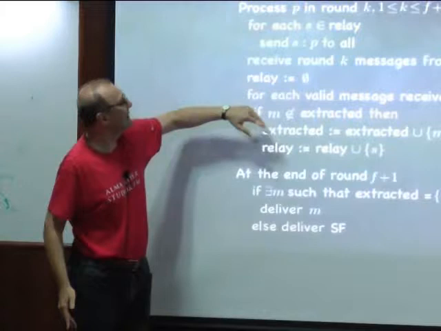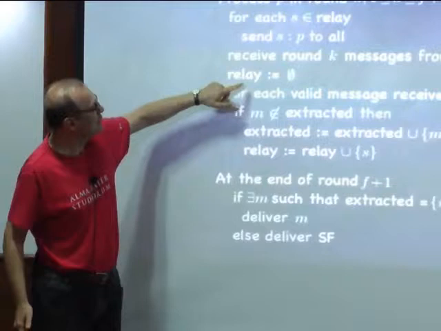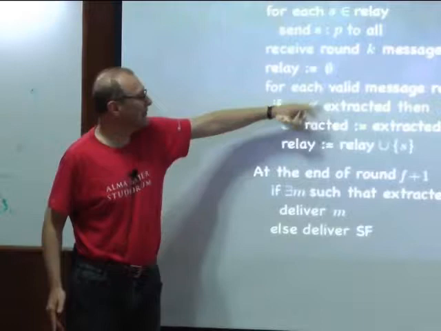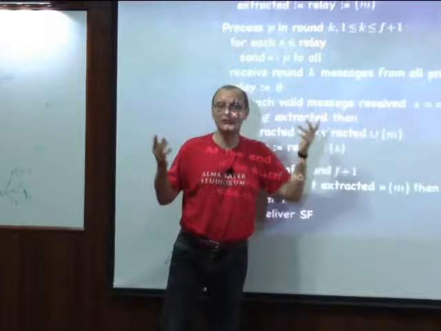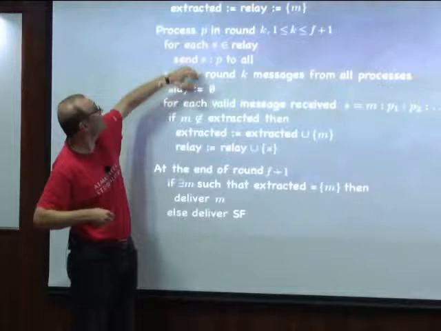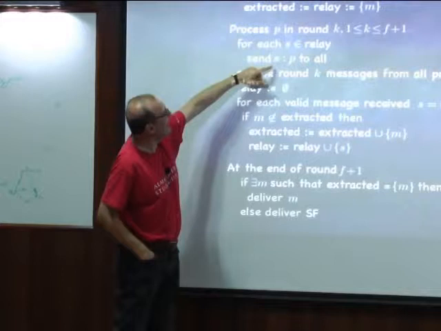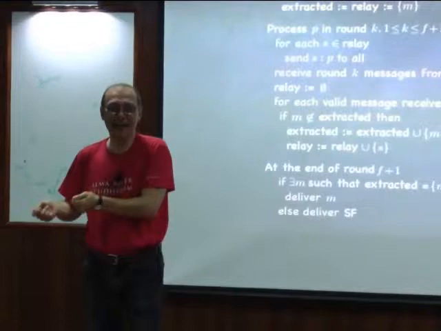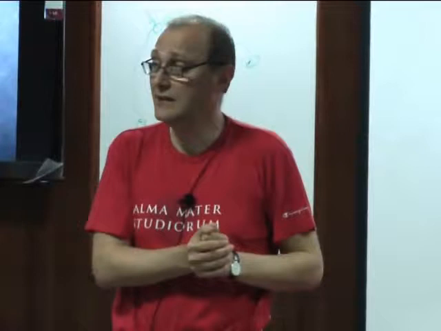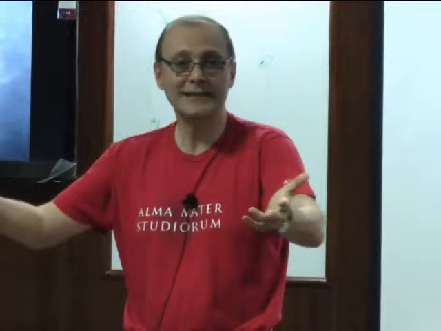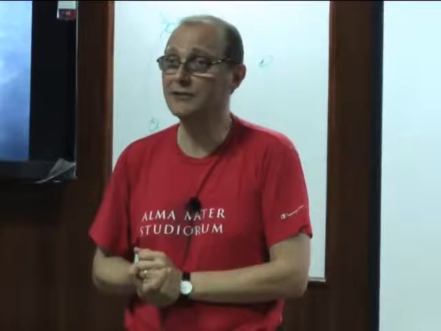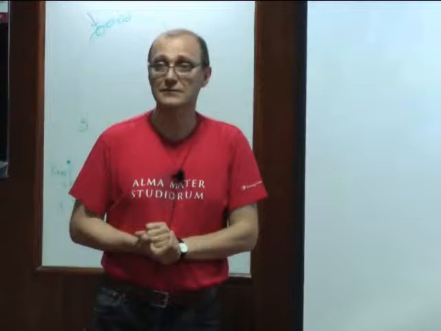When you receive something, if it is valid, you are going to add it to the set of messages that you are going to relay, and you are going to extract it and put it in this bag, the set that contains everything you have extracted. And you're also going to send whatever you had put in the relay set in the previous round. We are using this round model in which in every round you send messages and then you receive and modify your state. At the end of round F plus one, just what I was saying before. Everybody is with me? Any question about this?